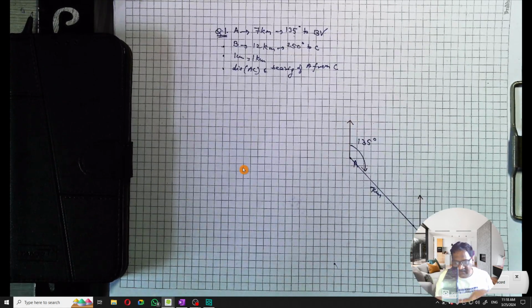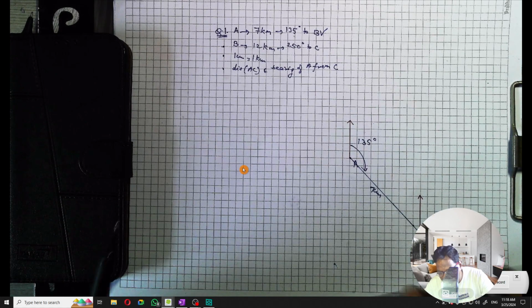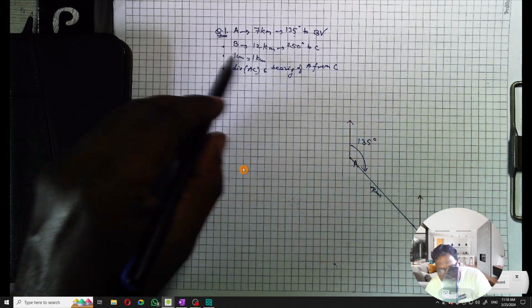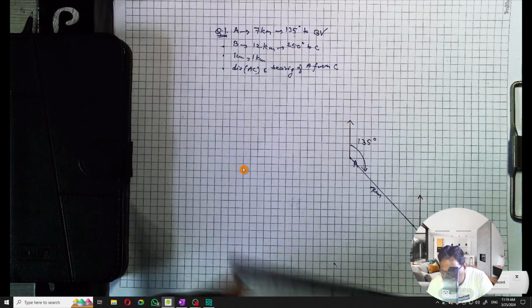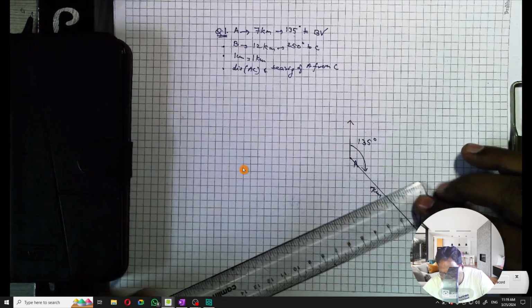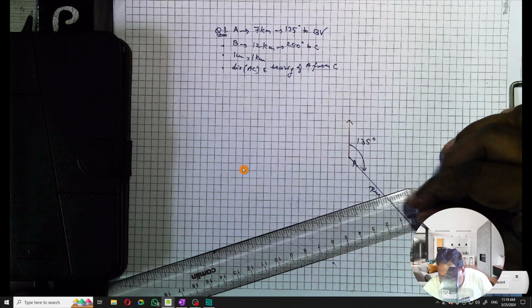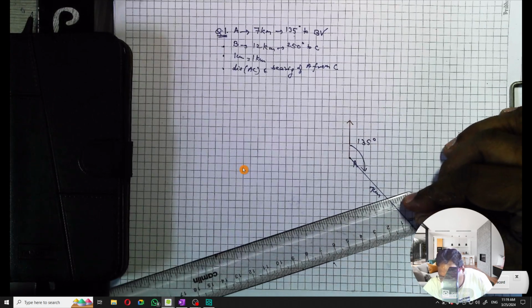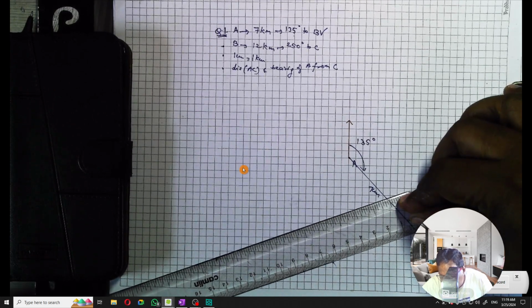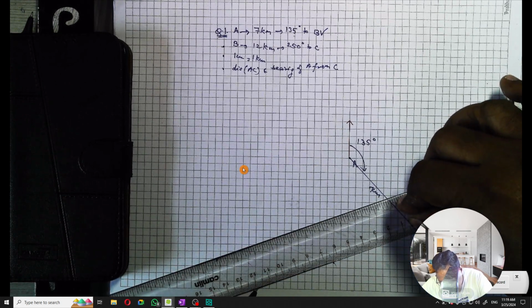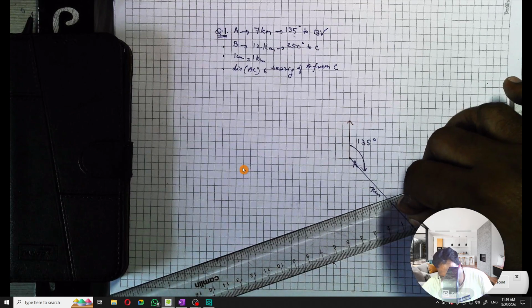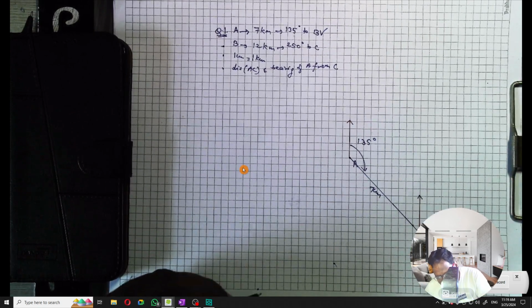After traveling at a bearing of 250 degree, the distance from B to C is 12. So from B to C, I'm going to take 12. I'll keep the scale on B, passing to this point that I have marked, and I will go up to 12 centimeters. So I'll reach this point C over here. This is my point C.